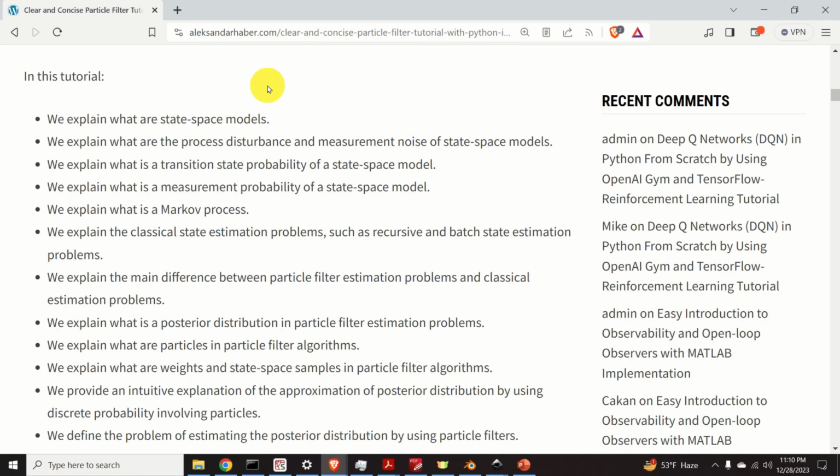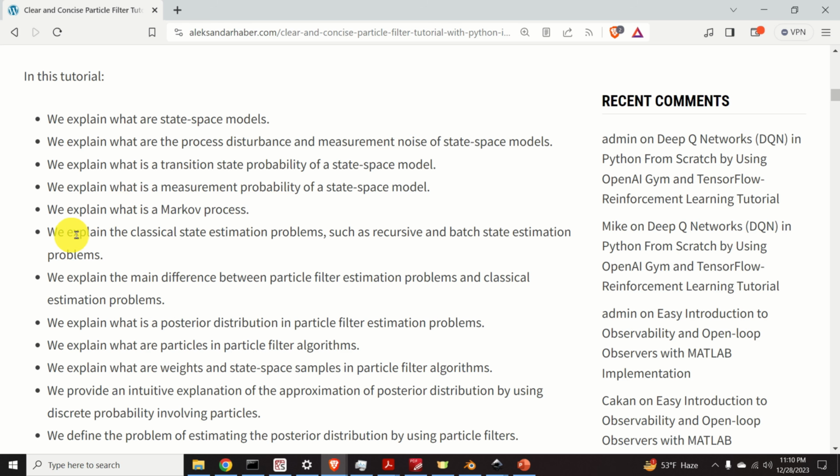Here's a brief outline of what we explain in this video tutorial. We explain what state space models are. We explain what the process disturbance and measurement noise of state space models are. Then we explain what a transition state probability of a state space model is. We then explain what a measurement probability of a state space model is. Then we explain what a Markov process is.